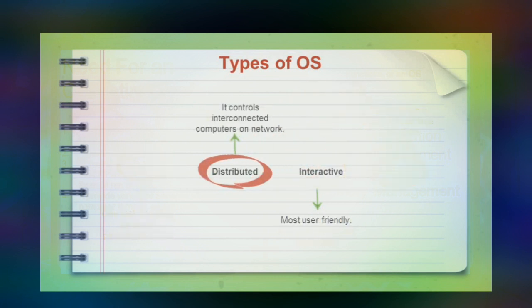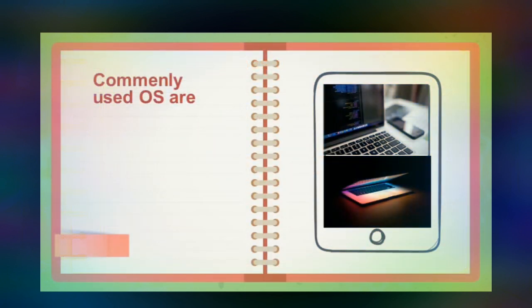The distributed operating system is used in a network. When the computers are in a network, that time this is used. The second one is interactive. In ATM machines, for a particular time we have to interact with the machine. Commonly used operating systems are Windows, Unix, Linux and Solaris and mobile operating systems.